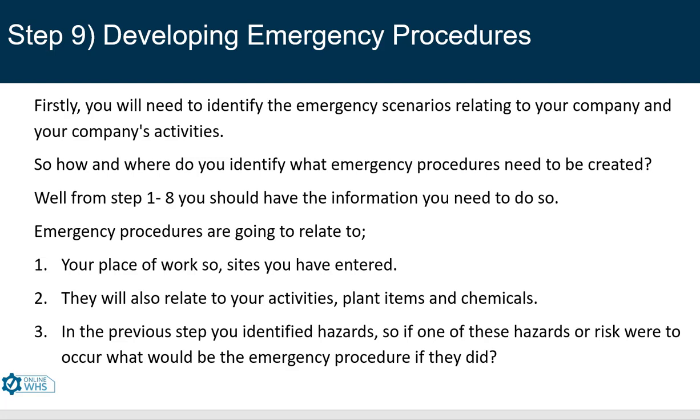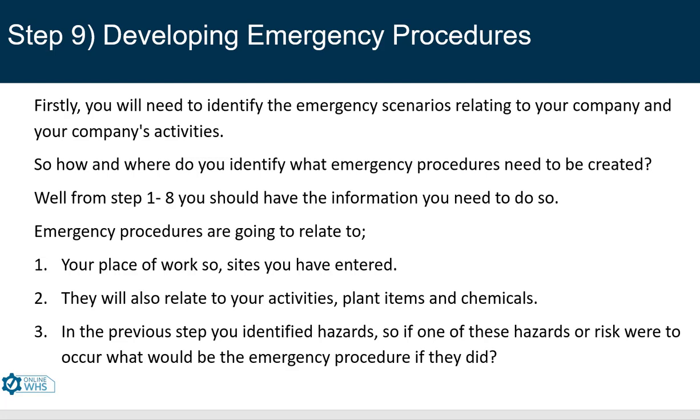As emergency procedures are going to relate to: 1. Your place of work, so the sites you entered in step 1. 2. They will also relate to your activities, planned items and chemicals, so the items you entered in step 2 and step 6 and 7. In the previous step you identified hazards, so if one of these hazards or risks were to occur, what would be the emergency procedure if they did?